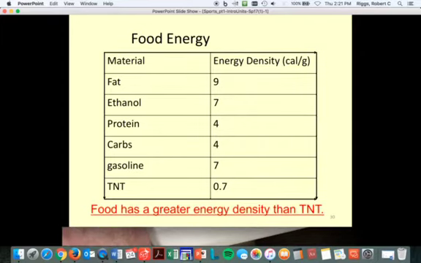Anyway, this is interesting. Notice the energy density, in other words the calories per gram, is a lot smaller for TNT than it is for any of these other things. A lot of energy in fat. The problem is it's hard to break it down. It takes a lot of energy and a long time to break it down. TNT breaks down instantly. And you get some interesting things. I want you to watch the gummy bears when they hit potassium chlorate, and that reaction of food.